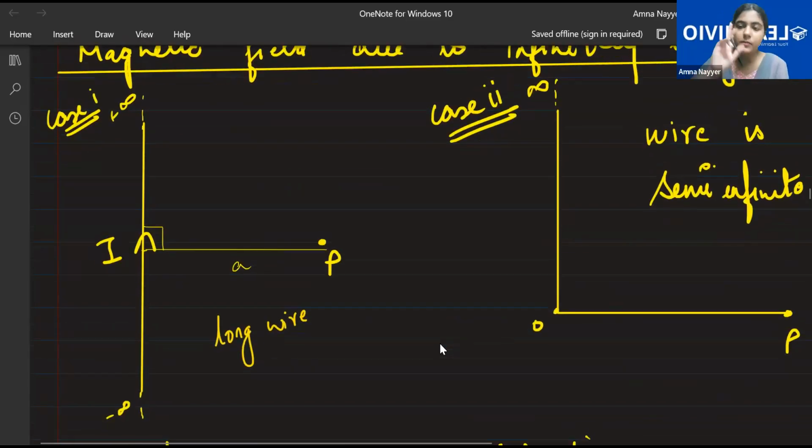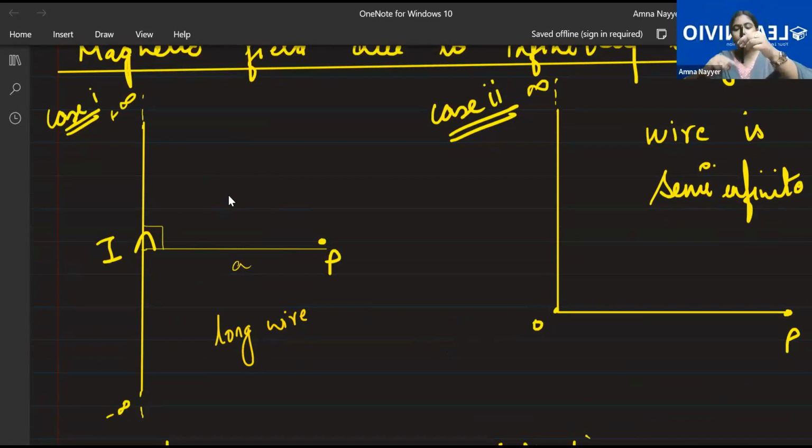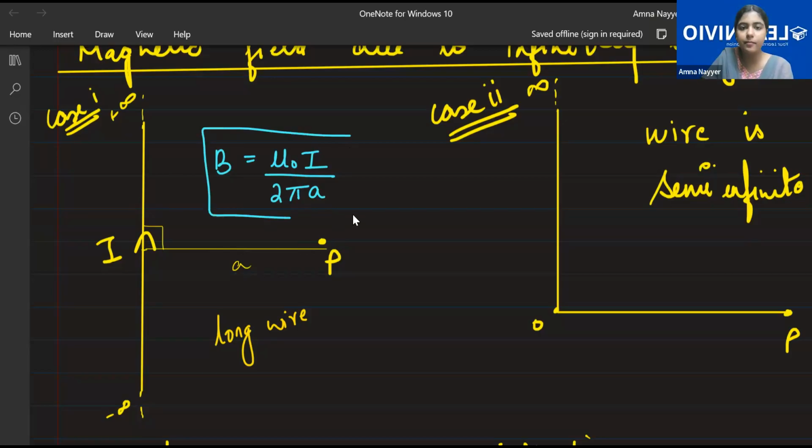See, for an infinitely long wire, when the wire's ends are extending up to infinity, this is pointing to infinity, this is pointing to infinity. So at a point P, we have taken a separation that is A, making an angle of 90 degrees. Current goes up. So magnetic field has the formula mu naught I divided by 2 pi A. This is the formula for it.